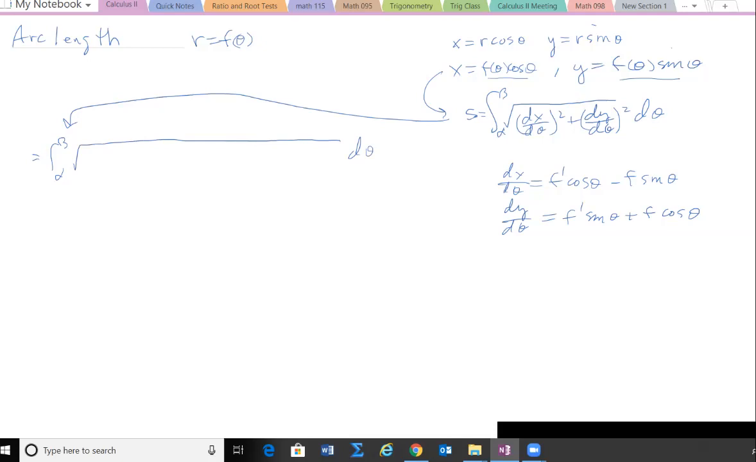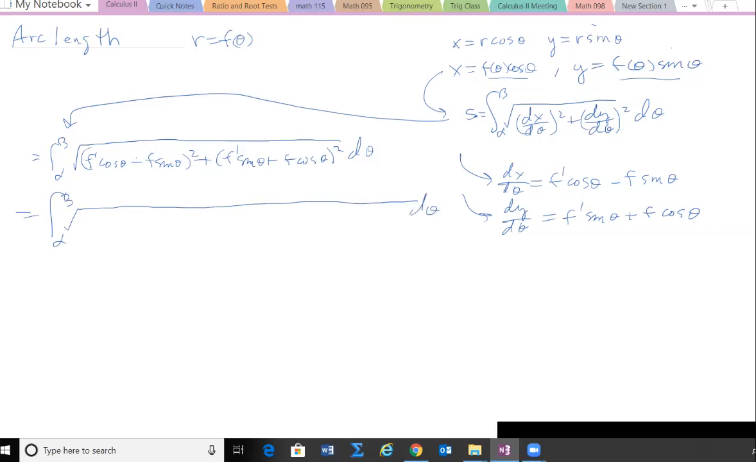I'm going to have a big quantity in here, because I got my two derivatives, these two, and now I got to square them. So I have f prime cosine theta minus f sine theta, and you got to square that. And then you have f prime sine theta plus f cosine theta, and you got to square that quantity. So let's go ahead and do that.